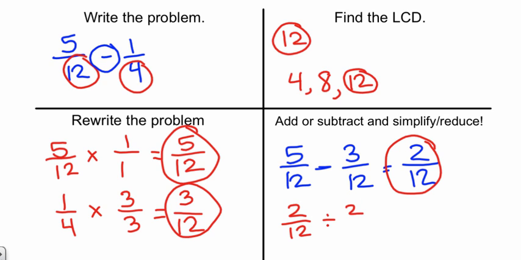I know that 2 can go into both of those numbers. So 2 divided by 2 is going to be 1, and 12 divided by 2 is going to be 6. So our final answer for this is 1/6.